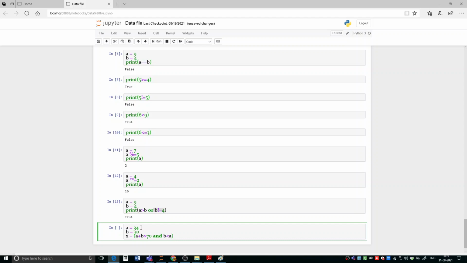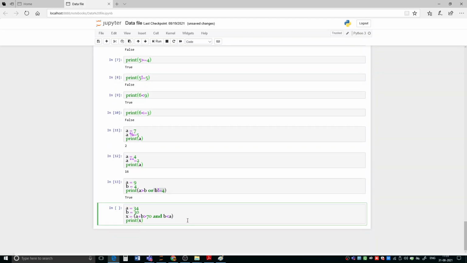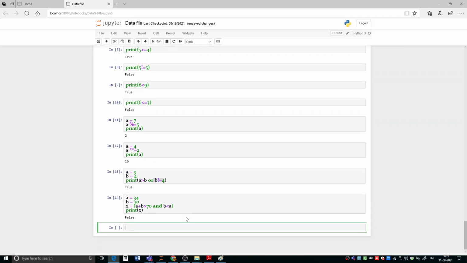And now I am writing print x. Now tell me, what will be the value? Sir, false. Let us see. False. Why is it false? Because here you see what is the left hand operand. The operand is a plus b is greater than 70, but a plus b is not greater than 70. That's why this is false.